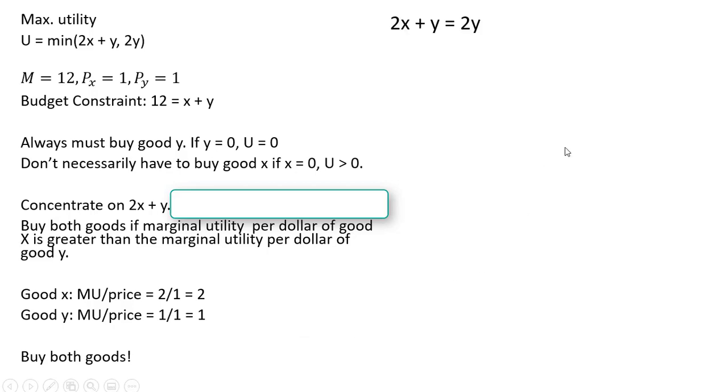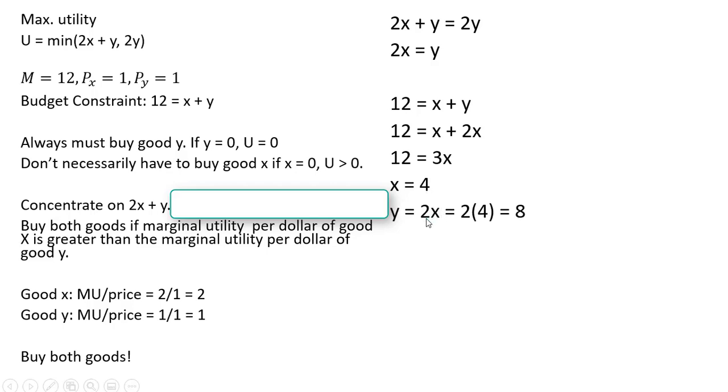So we're going to buy both goods, and if we're going to do that, we're going to take the 2X plus Y and set it equal to the other part of the utility function, the 2Y part. Let's simplify this, solving it for Y. Subtracting Y from both sides, Y equals 2X. Now taking our budget constraint, where we have a Y, we're going to plug in 2X. Solving for X, X equals 4. And since Y equals 2X, Y will equal 8.